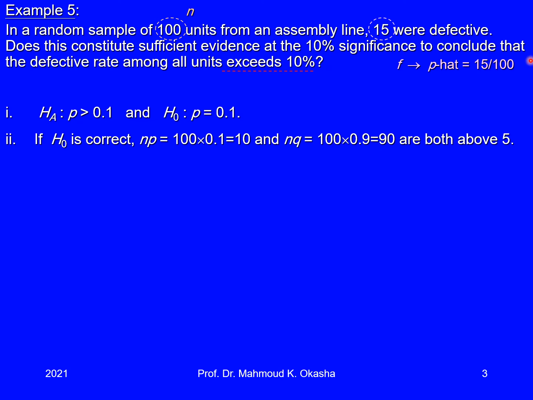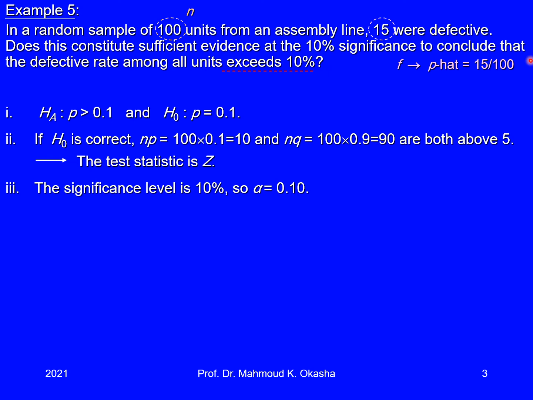will be 90. So both have values above 5. One is 10 and the other is 90, so they both are well above 5. So we can consider the sample size is so large, then we can use the normal approximation. So we use the test statistic Z.